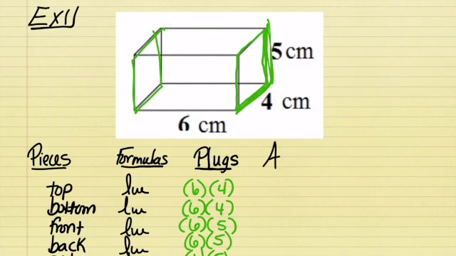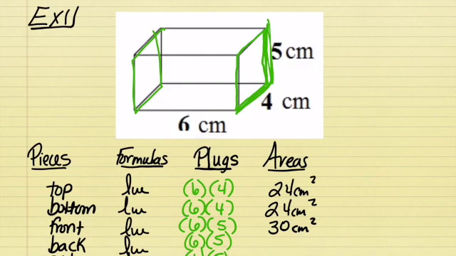Okay, next step. Write all the areas. Okay, so go ahead and write out all of the length times the width. So 6 times 4 is 24 centimeters squared. And then the bottom is also 24 centimeters squared. The front, 6 times 5 is 30 centimeters squared. So the back is also 30 centimeters squared. The side is a 4 by 5. 4 times 5 is 20. 20 centimeters squared. 20 centimeters squared.